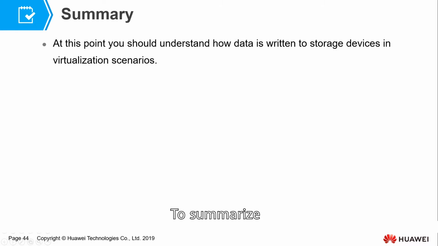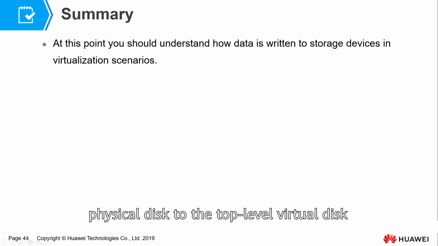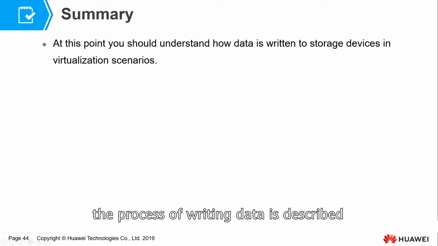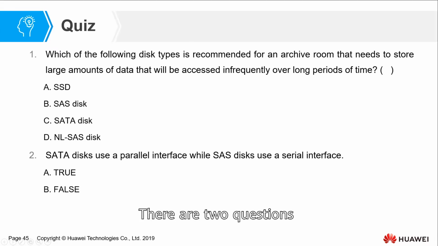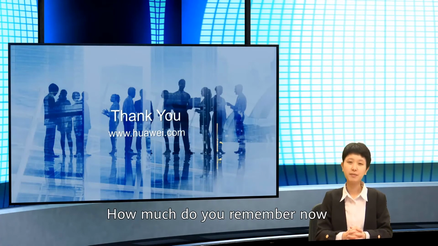To summarize, this chapter involves knowledge from the bottom-level physical disk to the top-level virtual disk. In general, the process of writing data is described. There are two questions. One is about the type of physical disk. The other is a true or false question. Remember our first 7 goals? How much do you remember now?